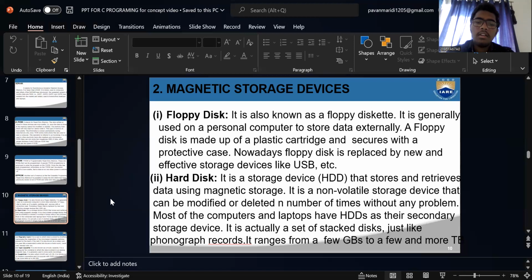Hard disk. It is a storage device that stores and retains data using magnetic storage. It is a non-volatile storage device that can be modified or deleted any number of times without any problem. Most computers and laptops have HDDs as their secondary storage device. It is actually a set of stacked disks, just like phonograph records. It ranges from a few GBs to a few or more TBs, terabytes.